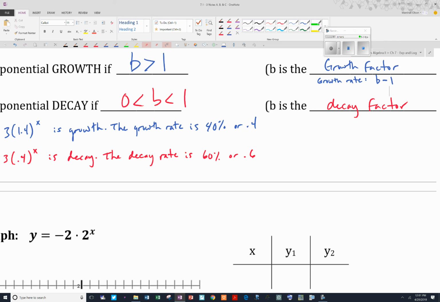That's your growth rate. To find the decay factor, since it's less than 1, we want to actually flip that. The decay rate is found by taking 1 minus b. That would give you the decay rate. Questions on those at all? All right, moving on.